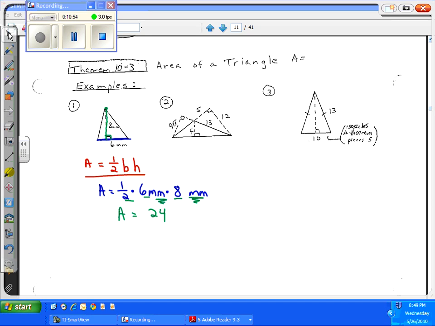And you multiply the names and you get a new name. When you multiply with like bases, you add the exponents. So we get millimeters squared, 24 square millimeters. Okay?